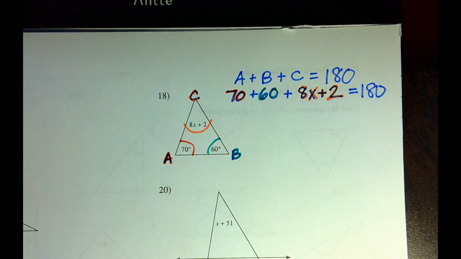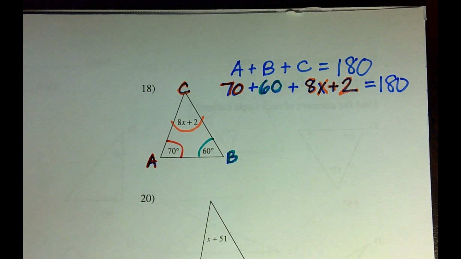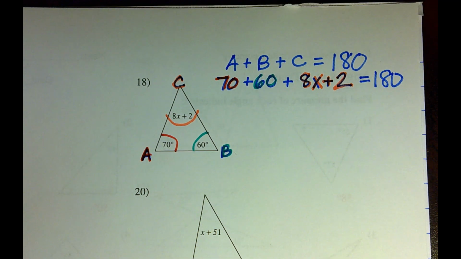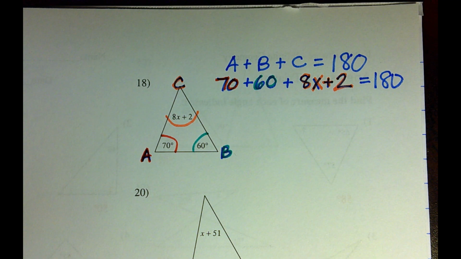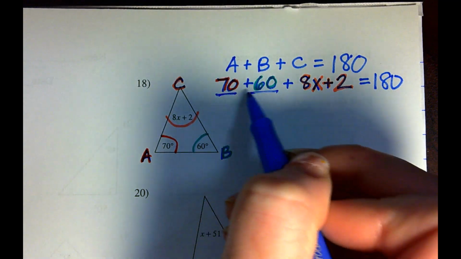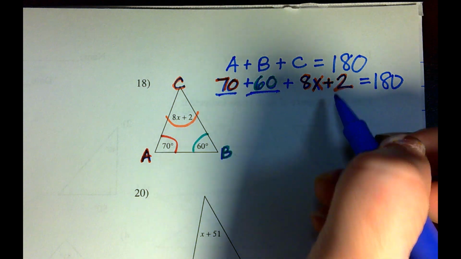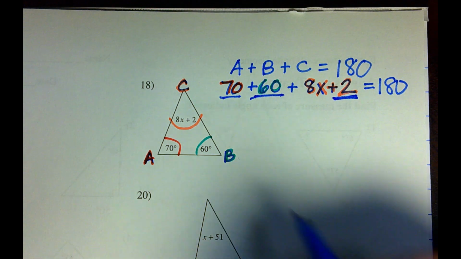Maybe the colors help a little. Does that help? Okay. So we just replaced A, B, and C with the values they gave us. So what would I do next once I have my equation written out? Combine like terms. Good. So what like terms do I have? 60 and 70. Do I have any others? 2. Yep. Plus 2. I can do that as well.